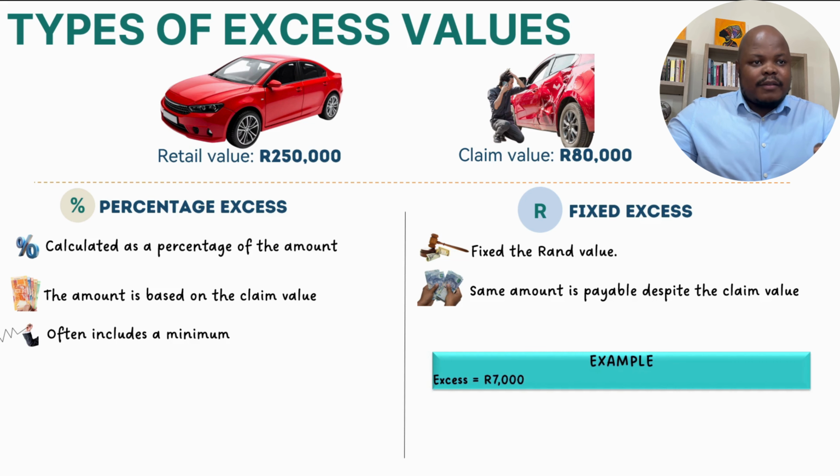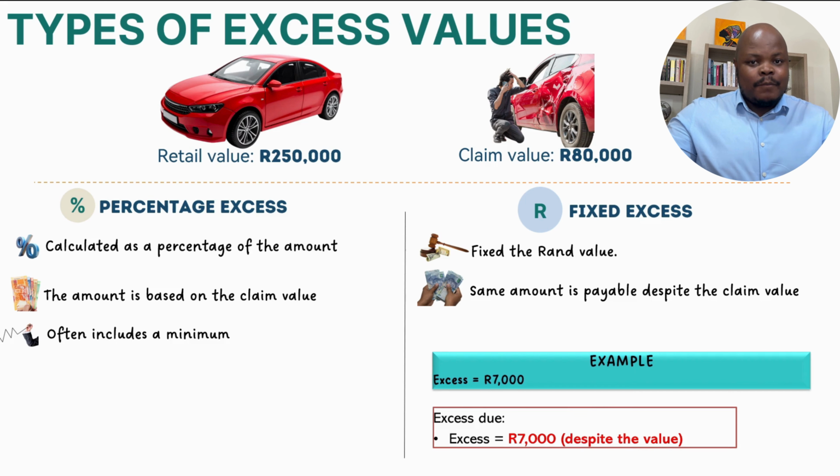When it comes to fixed excess, this is how it will apply. An example might be that your fixed excess is a value of 7,000 rand. This means that when you process a claim, you're only going to pay 7,000 rand. Nothing less, nothing more. It's fixed. It's been pre-agreed. It's going to be 7,000 rand. That's how straightforward the fixed excess is.